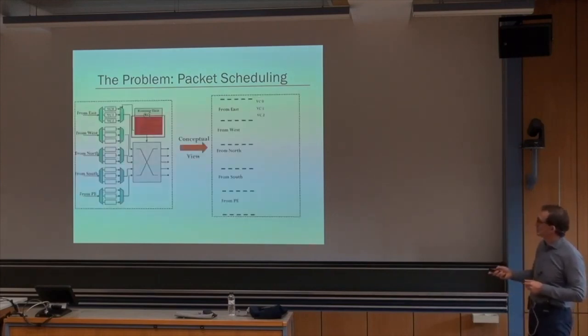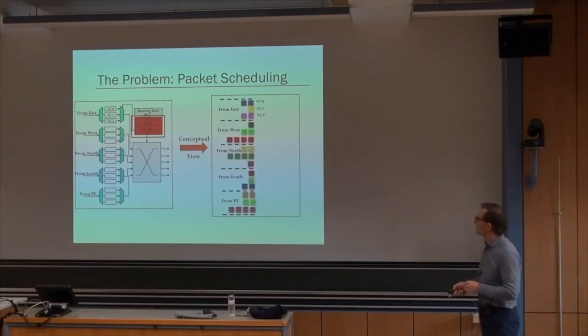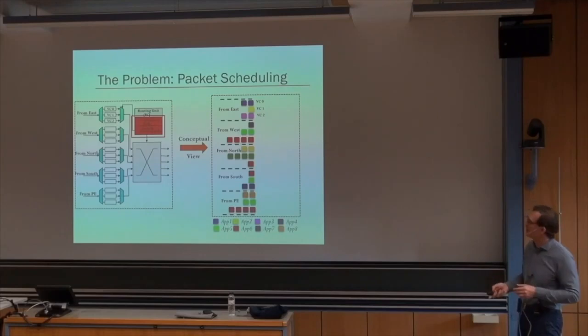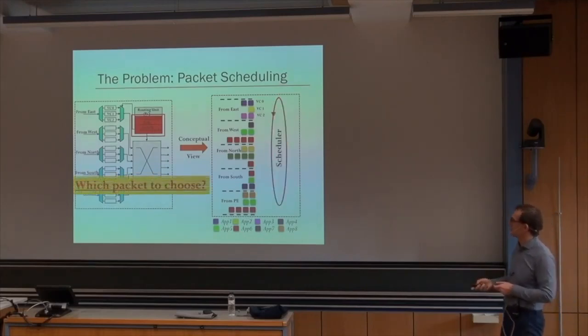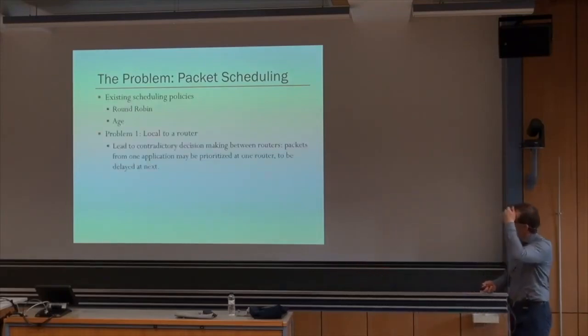So we're going to assume a buffered router, but it doesn't matter in the end. It's easier in a buffered router. So let's assume that you have lots of packets inside here. It's a congested network and from different applications. The key question is, which packet do you choose over there? So existing policies, if you look at them, they're not aware of applications. It's not necessarily a good policy.